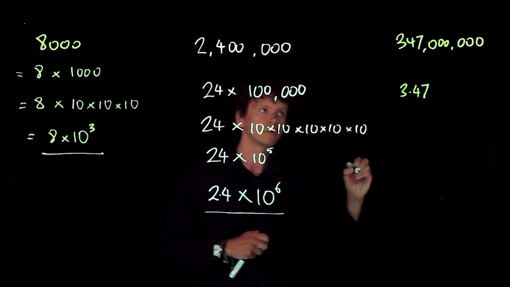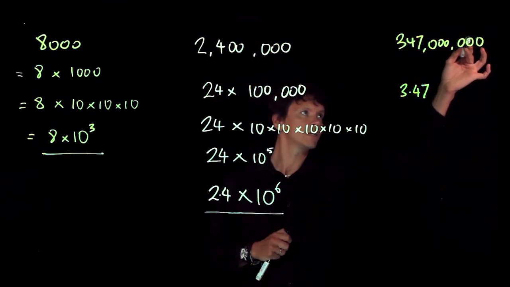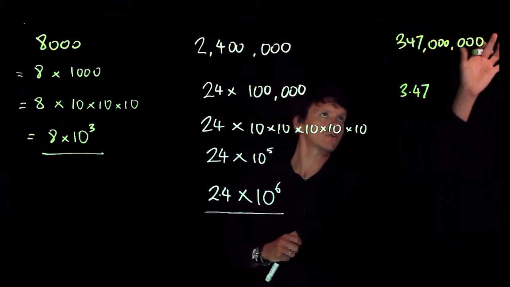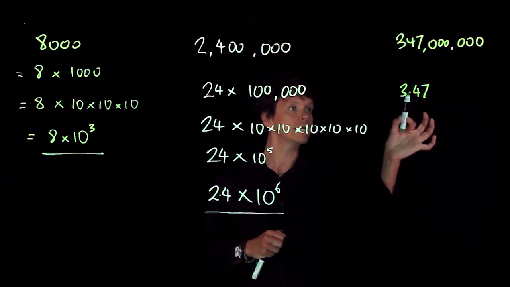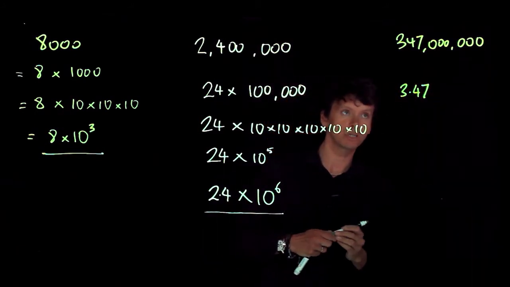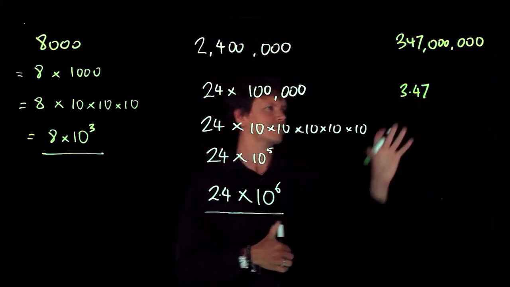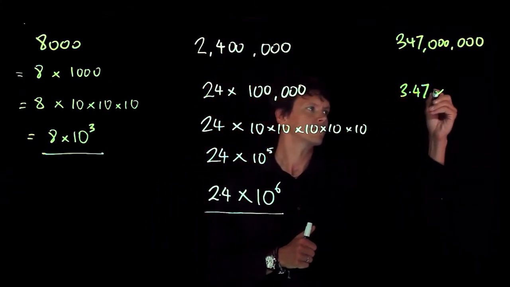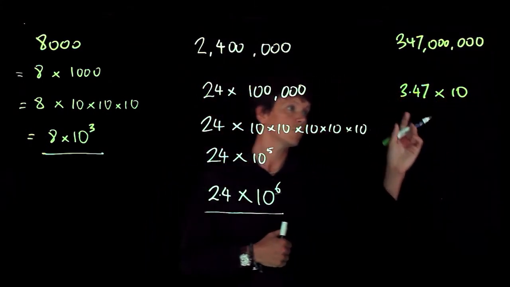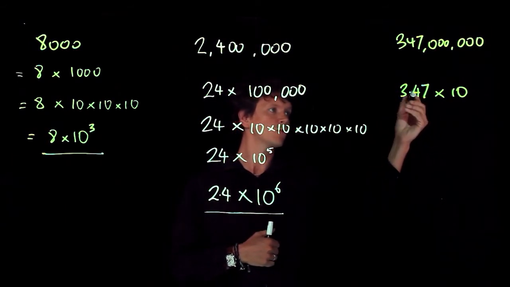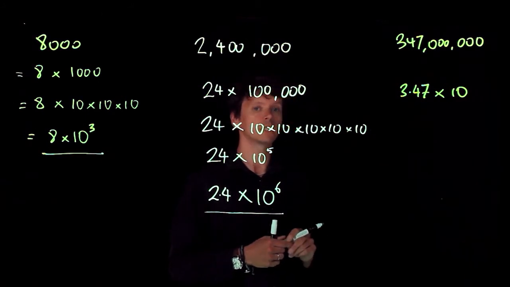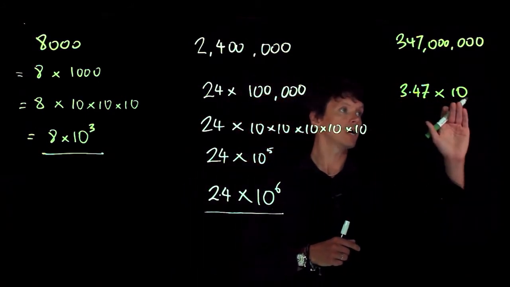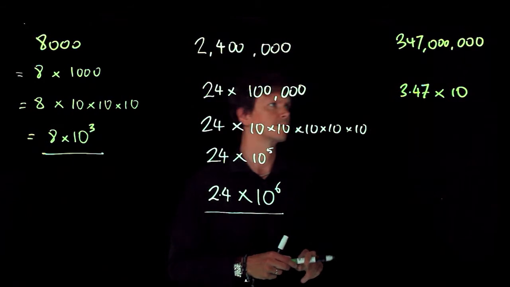So supposing we brought a decimal point in here, and that would make 3.47. All we've done is bring our digits across so that our decimal point ends up here, actually 3.47. So what would we need to multiply 3.47 by in order to make 347 million? We're going to multiply it by 10 to the power of something.